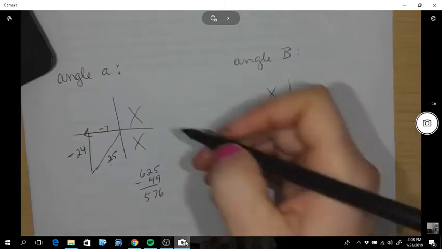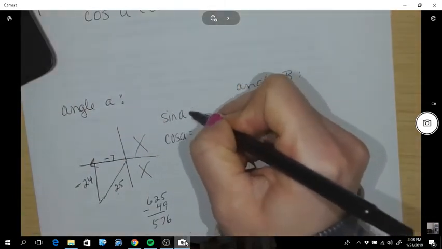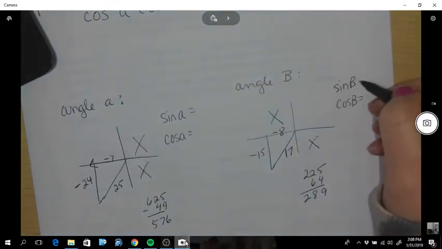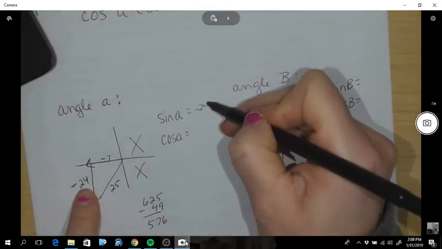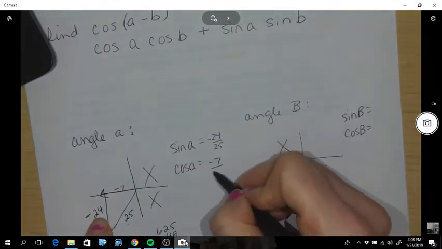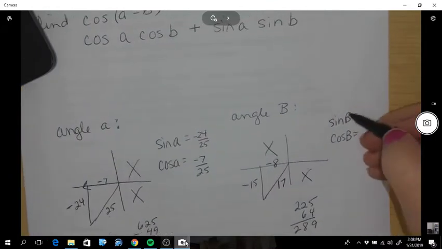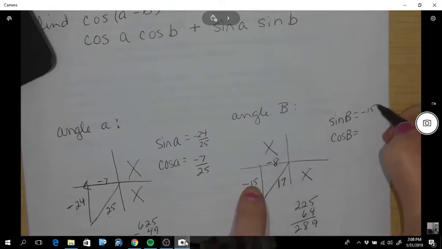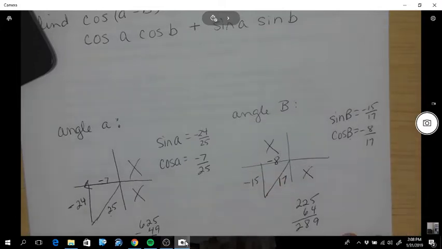Okay, now sine A, cosine A, and sine B, cosine B. Let's have those written down. So sine A is negative 24 over 25, and cos A we were already given, negative 7 over 25. So in B, you're going to have sine be negative 15 over 17, and the cos is negative 8 over 17.